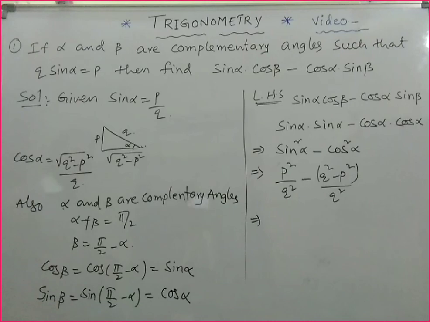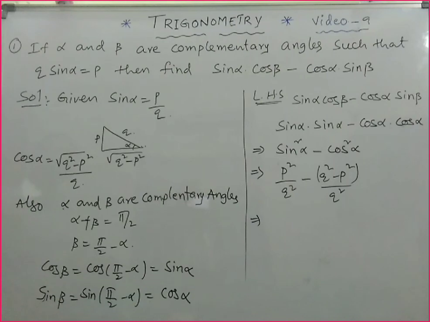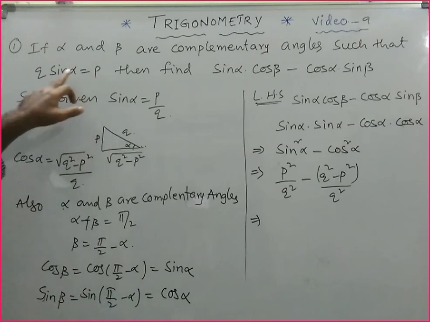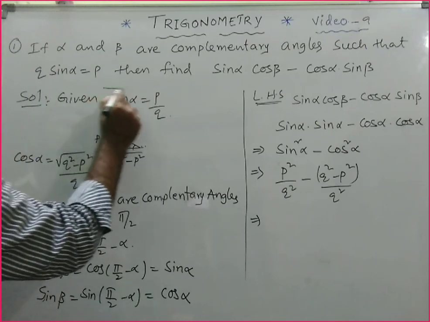Coming to the problem number 1. So once read the question, everybody. If alpha and beta are complementary angles such that Q into sin alpha is equals to P, then find sin alpha into cos beta minus cos alpha into sin beta. Okay. So first of all, what is given? Q sin alpha is equals to P. From this, if you send Q that side, hence sin alpha is equals to P by Q.